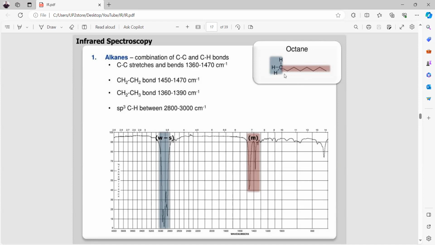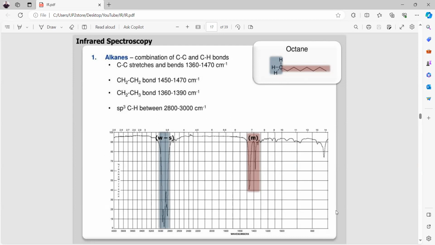The single bond between CH2 and CH2 is around 1450 to 1470 centimeter minus one. And the bond between the methylene and methyl group is around 1360 to 1390 centimeter minus one. And also you can see sp3 CH between 2800 to 3000 centimeter minus one.